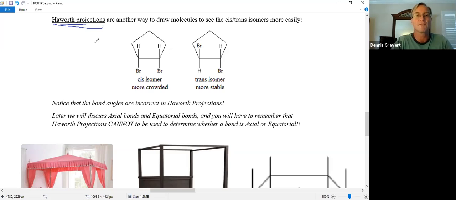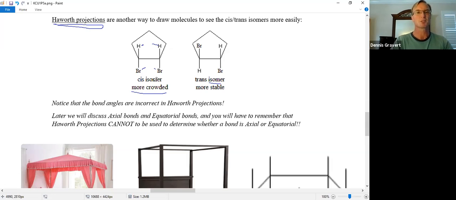And what we're doing is we're emphasizing groups that are on one side of the ring or the other. So these 2 hydrogens up here are above the ring, and the 2 bromines are below. And if they're on the same side of the ring, bromines are on the same side, that's a cis isomer. Ooh, we're doing a little analysis here, not conformational analysis, because we're not going to change the shape. These are different molecules. They're in fact isomers.